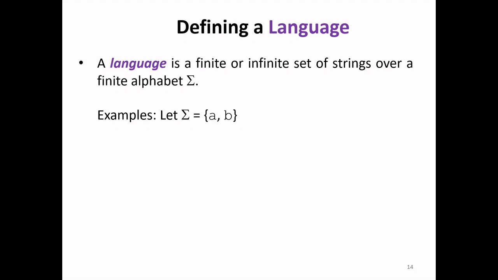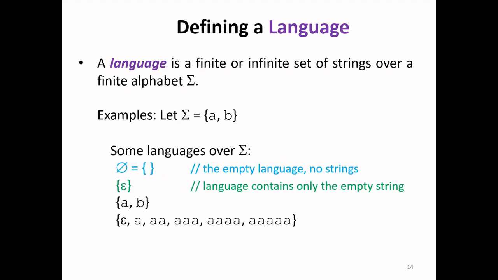For example, if the summation is AB, let us see some of the languages on this alphabet AB. The empty language, that is a language consisting of no strings, is represented by null. The language containing only the empty string is represented by epsilon. Another language consists of two strings, either A or B.